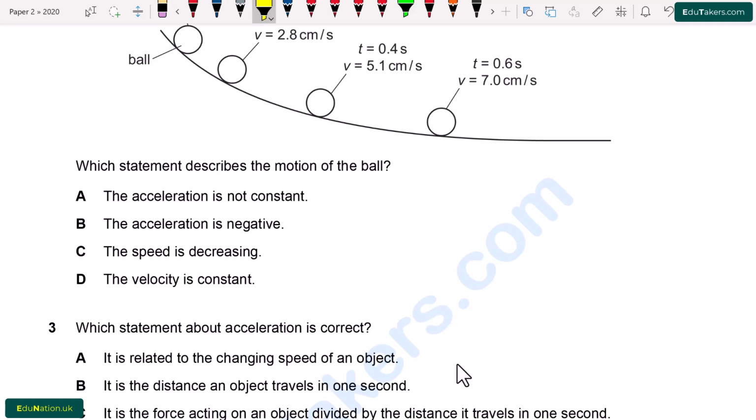Which statement describes the motion of the ball? So here we have to describe the motion of the ball. Option A, the acceleration is not constant. B, the acceleration is negative. C, speed is decreasing. And D, the velocity is constant.